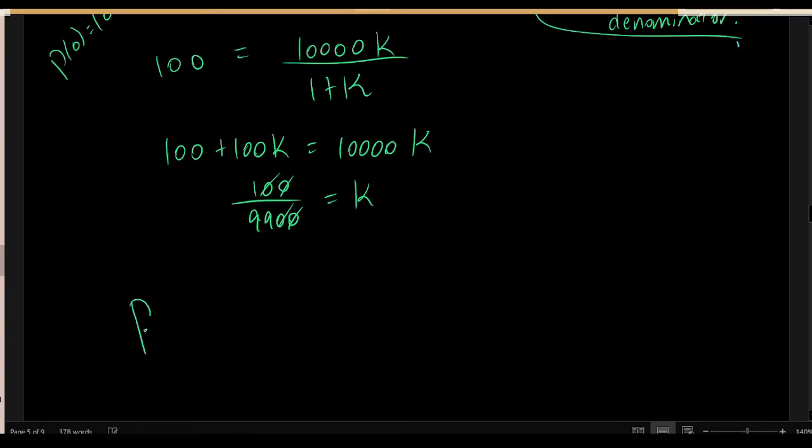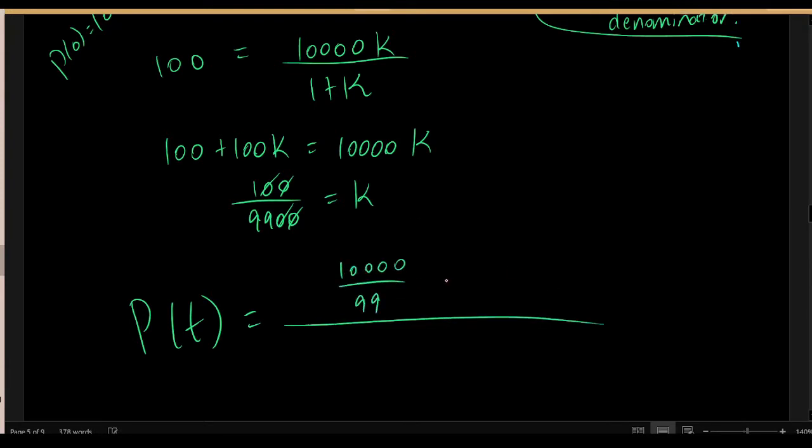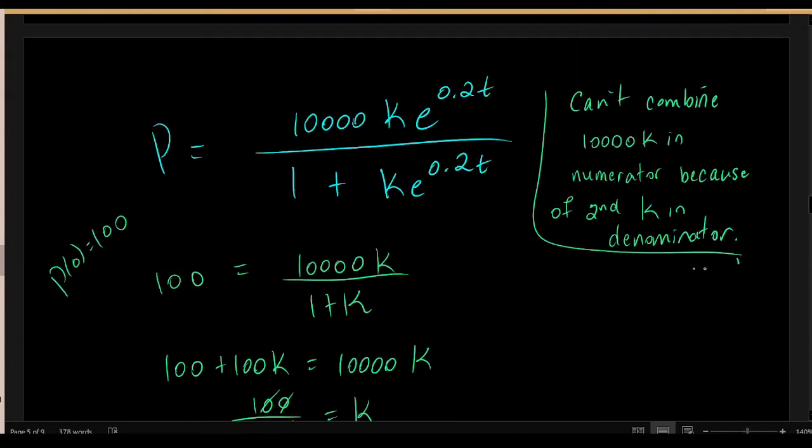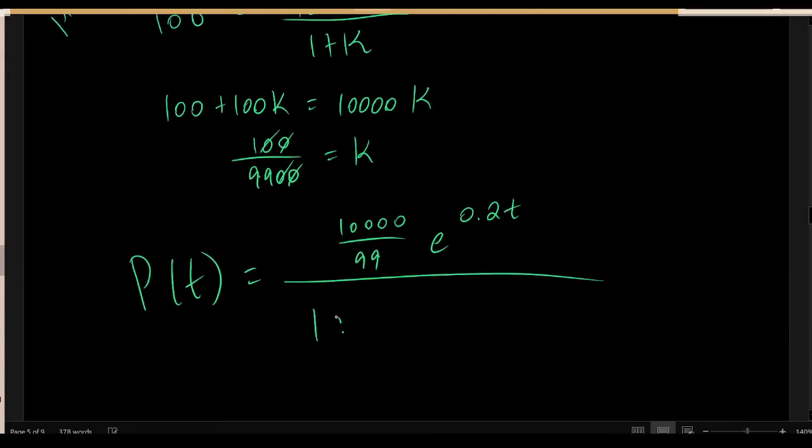We can now say that the population at any given time t is represented by the following formula: 10,000 times k e to the 0.2t, divided by 1 plus k e to the 0.2t.